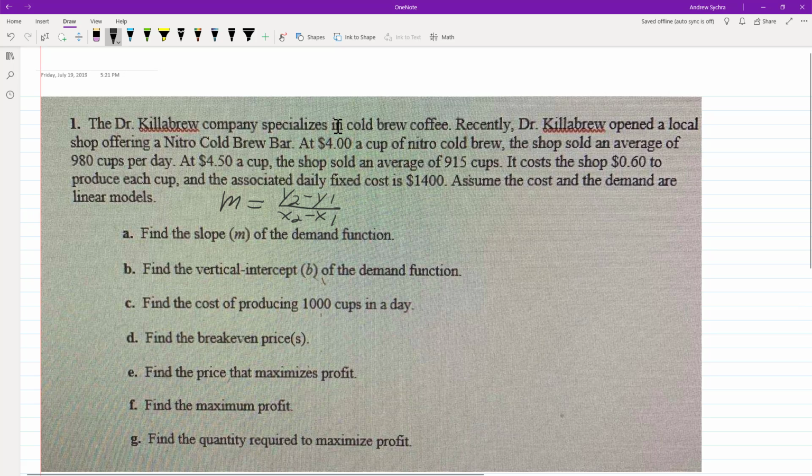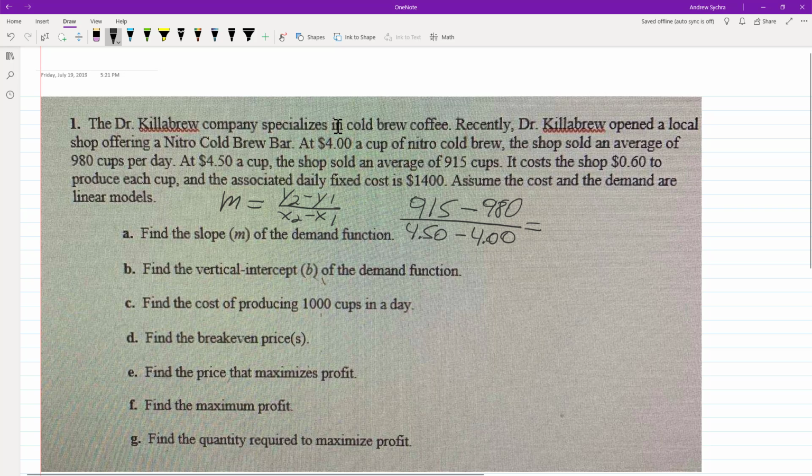So what's going to happen here is we can pick any one, doesn't matter which one. We'll just start off with 915 cups. So this will be 0.2. And then the second point will be 980 cups. And then that's all going to be all over 4.50 minus, and then at 980, that was at $4 a cup.